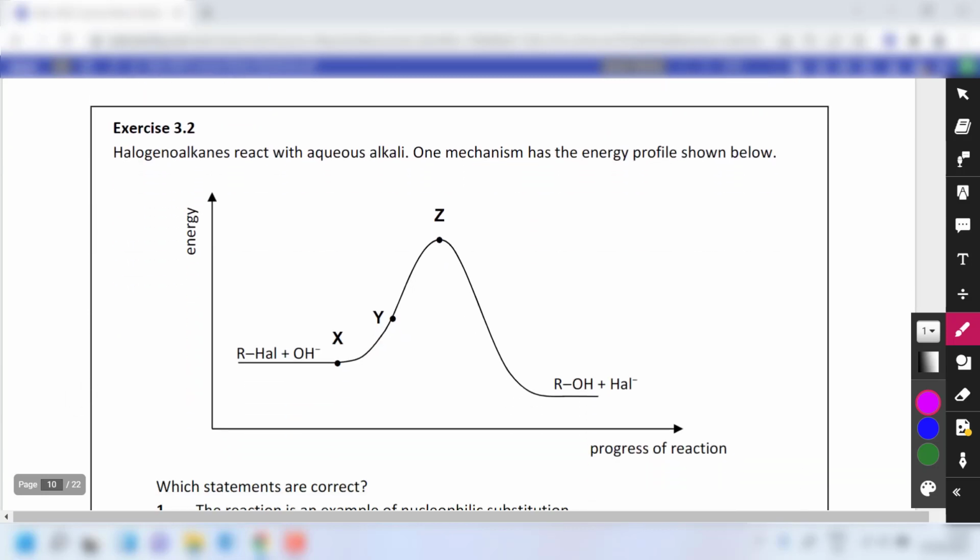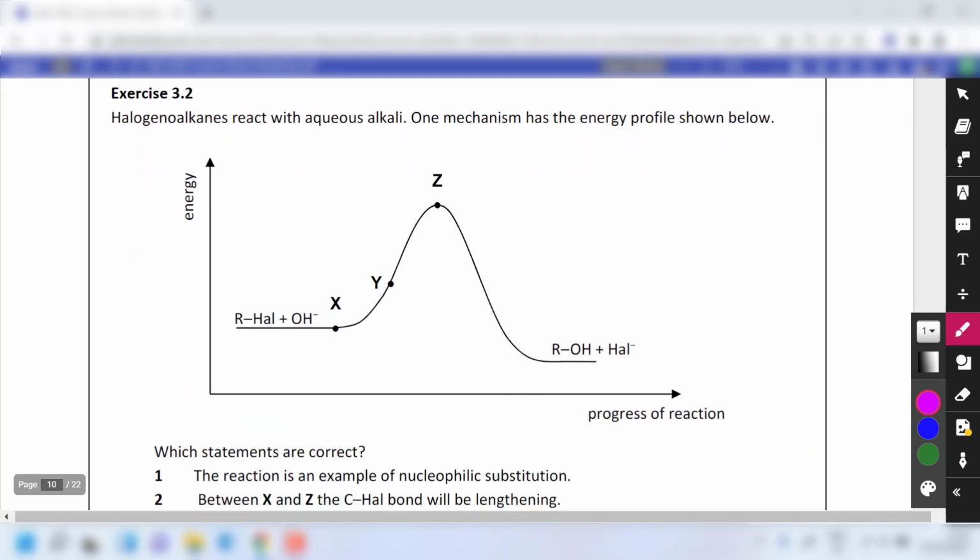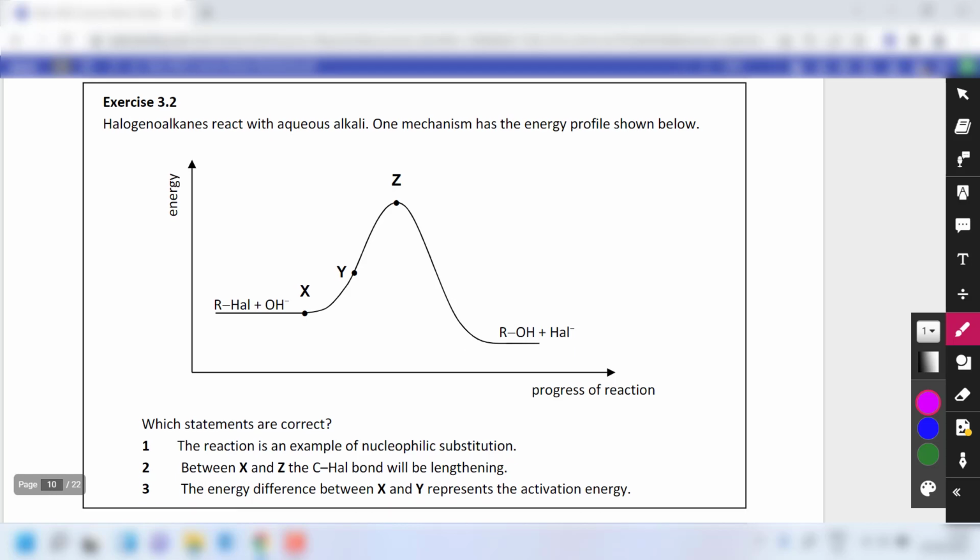Moving on, we have exercise 3.2. Halogenoalkanes react with aqueous alkali. One mechanism is shown here. It is a one-step reaction, so definitely we are looking at SN2. If you are still unclear about the terms SN1 and SN2, I suggest you stop the video now and move back to the section where I was discussing SN2 and SN1. That will give you a clearer picture of what's happening.